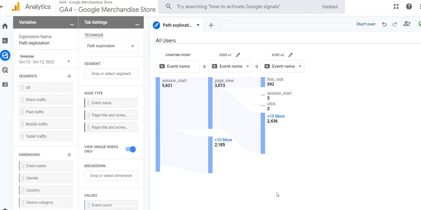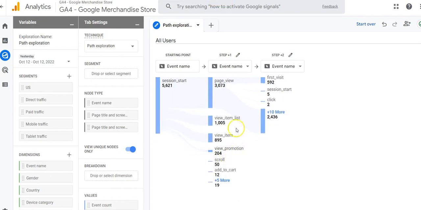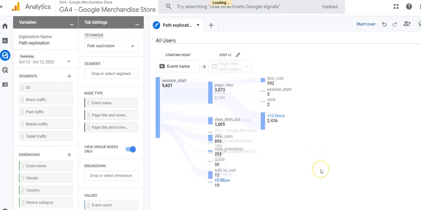And what we can see in the way this is set up is that we had 5.6 thousand events that occurred. So session start is an event. And we can see from that funnel, a group of them, 3,000, went to the page view. And we can see that 2,100 went somewhere else. And you can click the plus 10 more to see how that breaks out. One of the things that you'll notice is we're looking at event names. Maybe it might be easier to look at page title.